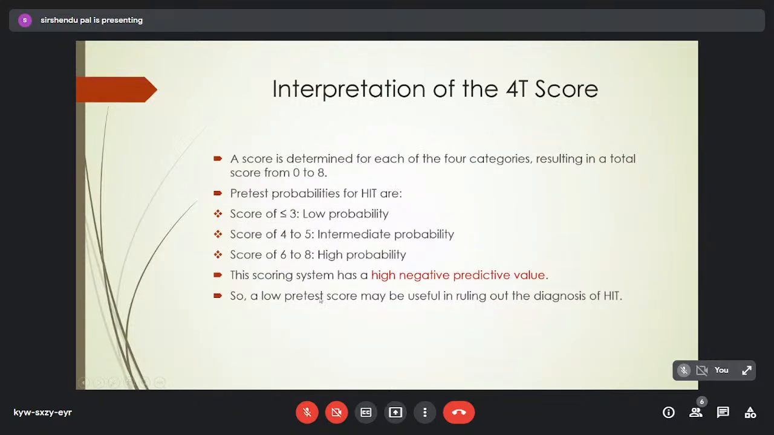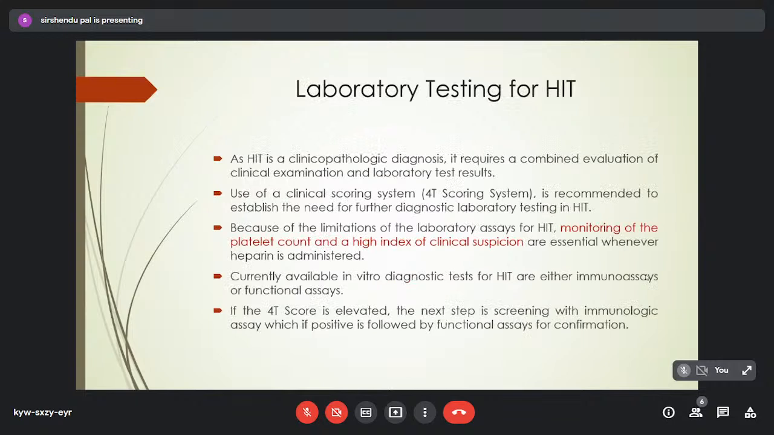The 4T scoring system has a high negative predictive value, so a low pretest score may be useful in ruling out the diagnosis of HIT. Coming to the laboratory testing for HIT, as HIT is a clinico-pathological diagnosis, it requires a combined evaluation of clinical examination and laboratory test results.